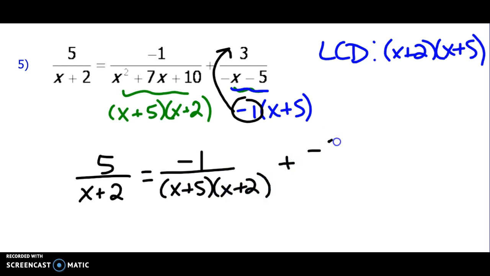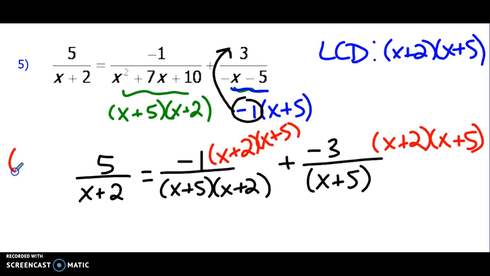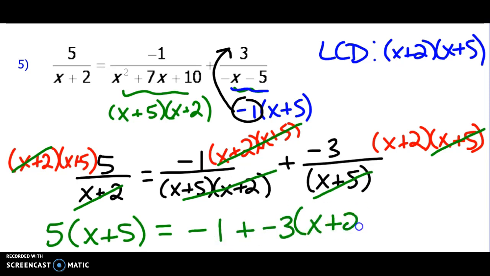And then we're going to have a -3, I'm moving that negative to the top, over x plus 5. So if we multiply by our least common denominator, plus 2 plus 5 here, plus 2 plus 5 here, and plus 2 plus 5 here. We get the plus 2's to simplify, both the plus 2 and the plus 5 to simplify, and the plus 5 to simplify. So we're left with 5 times x plus 5, just a negative 1, and then a negative 3 times x plus 2.